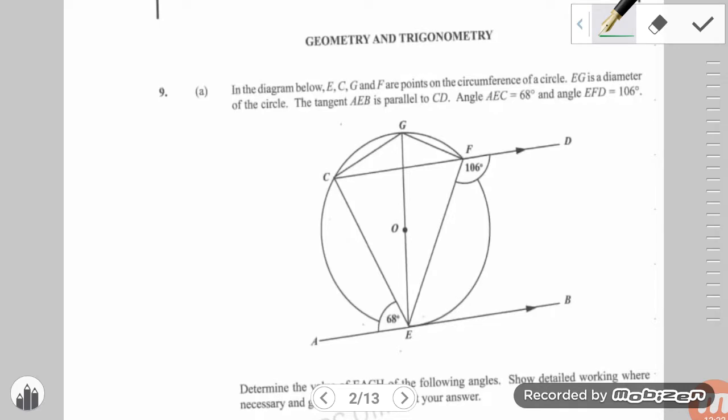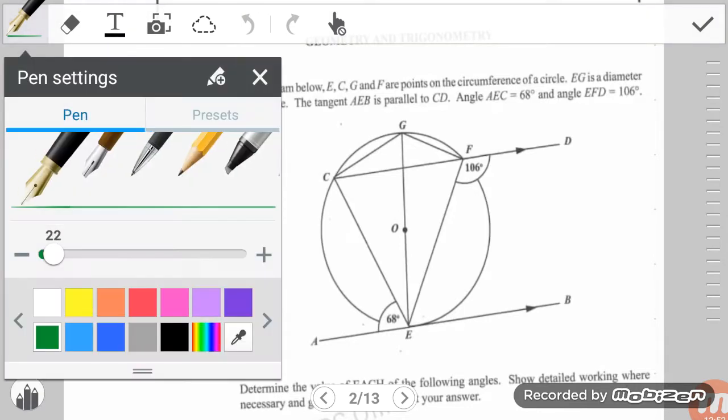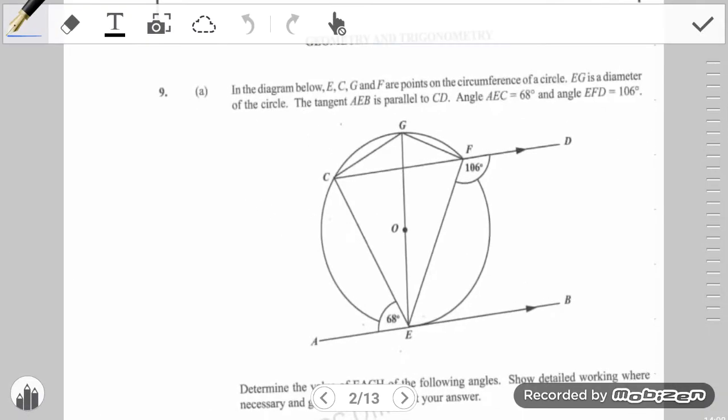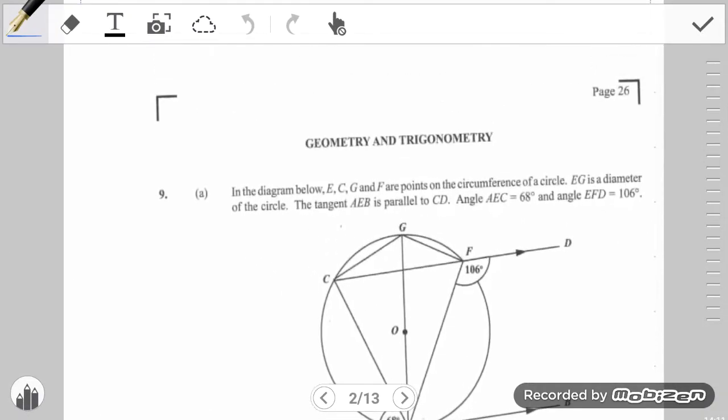In the diagram below, E, C, G, F are points on the circumference. Aha, we just did a question like that talks about 4 points on the circumference. So even without reading any further, guys, right away you see that in this very first sentence, we know that the shape ECGF is a cyclic quadrilateral, and we know this simply by the fact that they said that it is on the circumference.